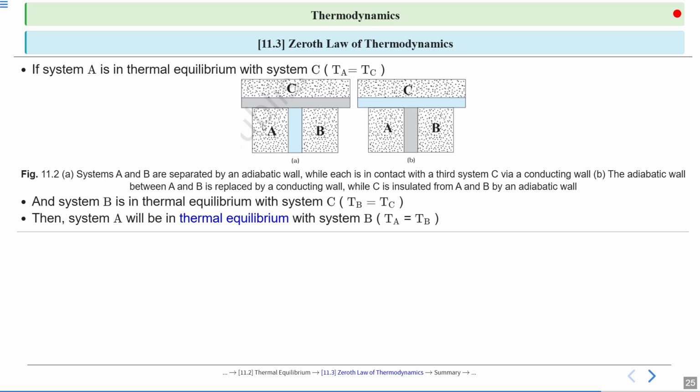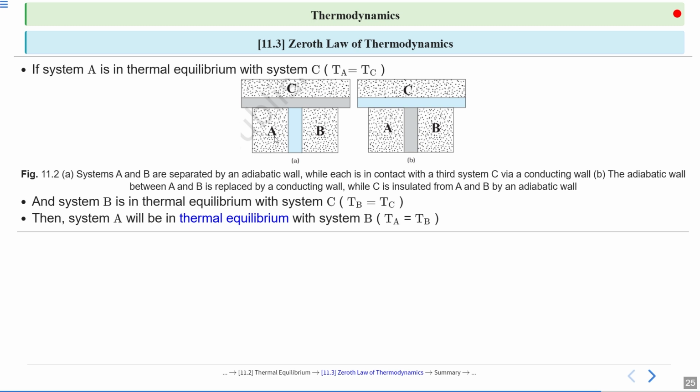All right. So here, this is illustrated by an image. The gray color shows the diathermic wall. If it is a diathermic wall, there is a possibility of exchange of energy. Yes or no? Between system A and system B.